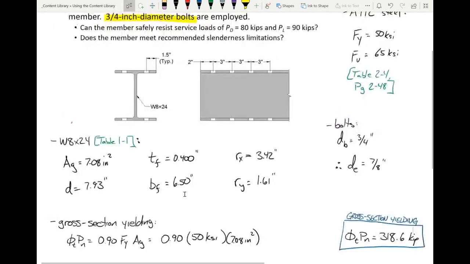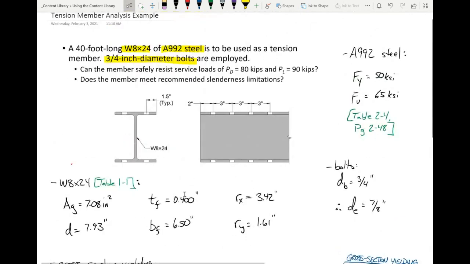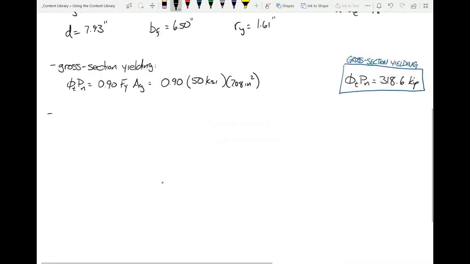So let's look at our section. We know the FU value, right? It's A992 steel, so the FU value is 65 KSI. We know the 0.75 and the 65 KSI, but what we don't have is the net area and the shear lag factor. Let's take care of each of those one at a time. Let's talk about net area first.